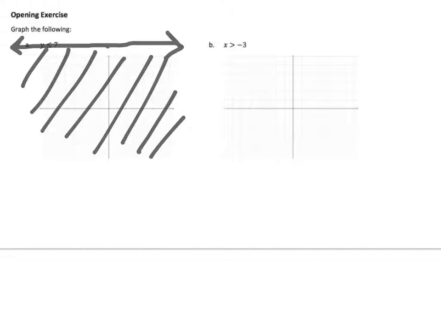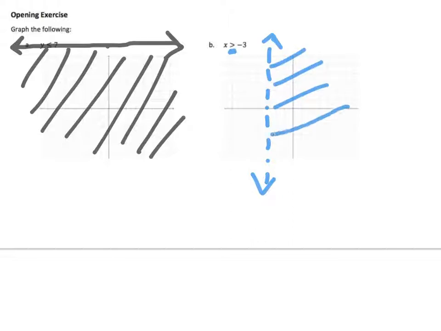Let's try x is greater than or equal to -3. I'm going to go to x equals -3. 1, 2, 3. And I'm going to draw a dashed line at x equals -3. Then I'm going to shade everything greater. So everything on this side of the coordinate plane is included in that solution set.